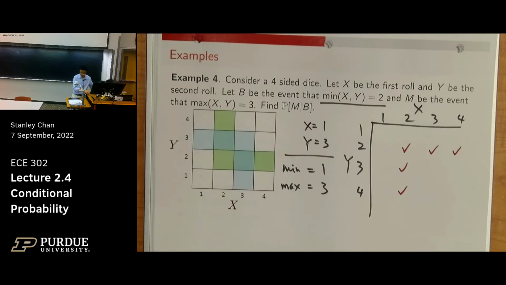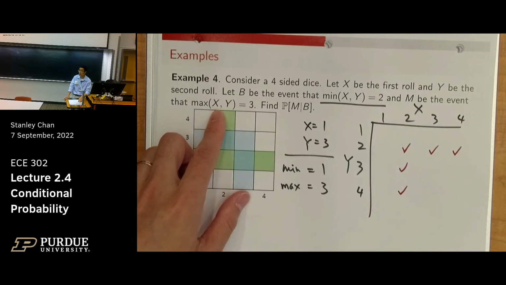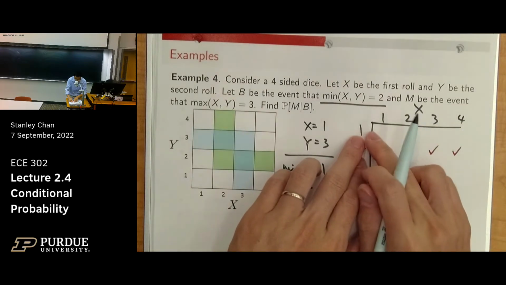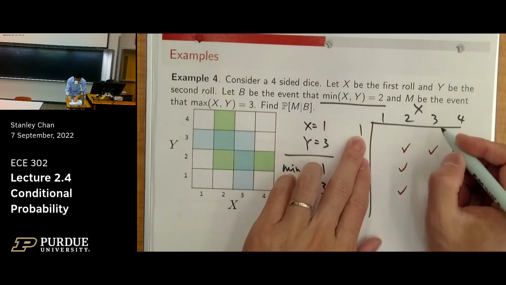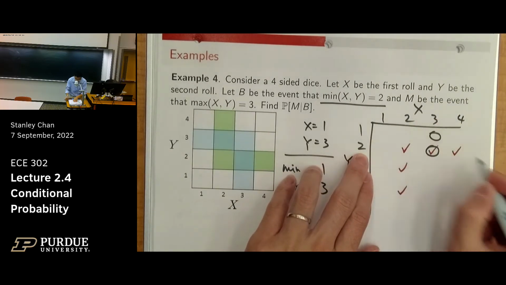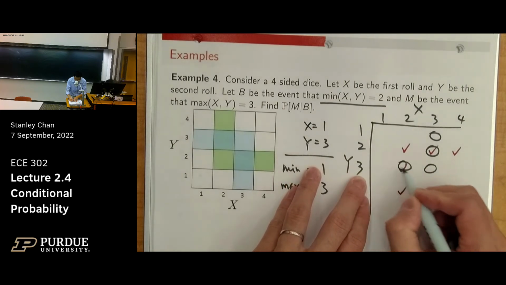Now, how about the event M, where the maximum is 3? Same exercise, just flip around the logic. You can do the same. So it will be 3 and 1, so that will work. And then 3 and 2, of course, that's going to work. And then 3 and 3, that's going to work. 3 and 2, 3 and 1.